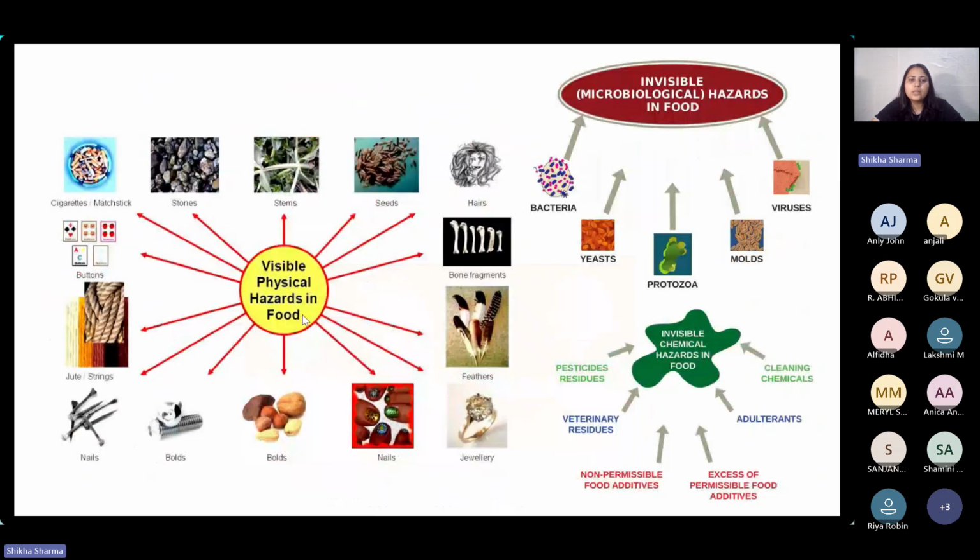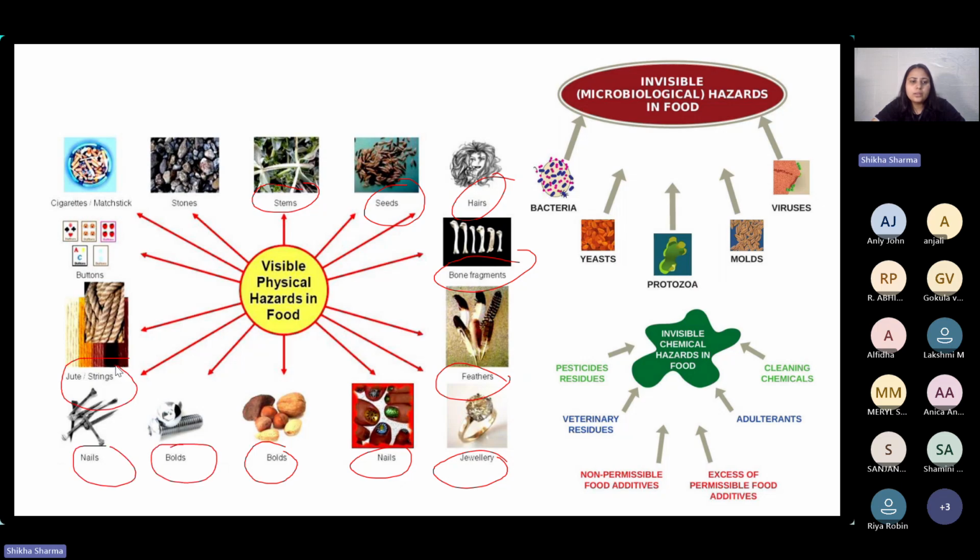Like if we see the physical hazard, it can be stems, seeds, hair, bone fragments, feathers, jewelry, nails, then nuts and bolts, nails, jute strings, buttons, cigarettes, matchsticks. So if these kinds of things are in the food, it can be considered under physical hazard.